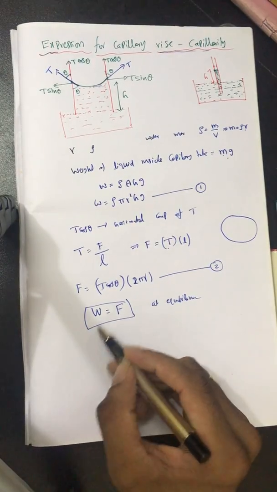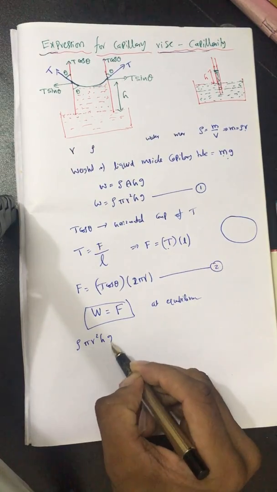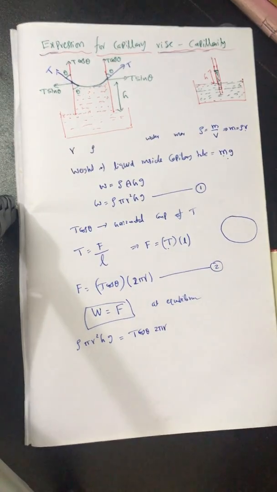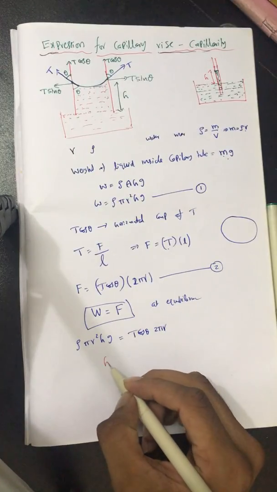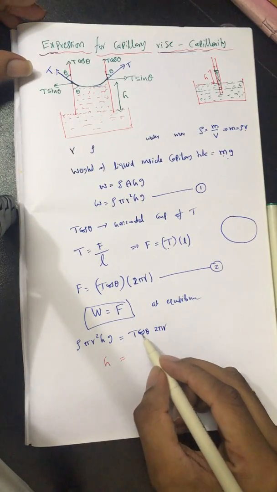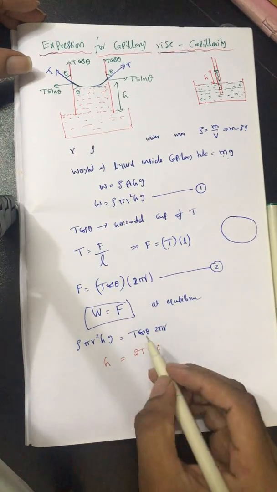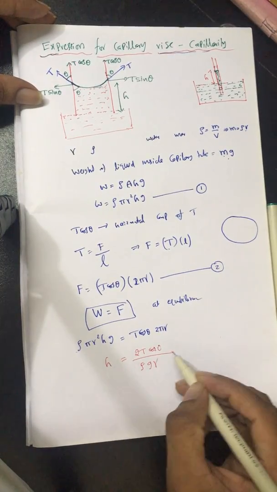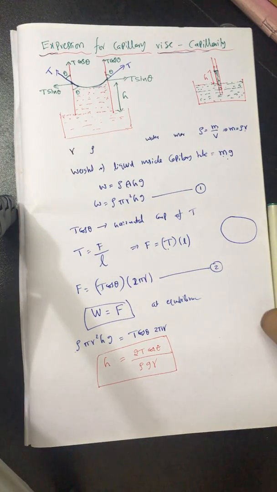So equations number 1 and 2 have to be equated. So rho pi r square h into g is equal to T cos theta into 2 pi r. I want to know the expression for height. So h is equal to 2 T cos theta, one r I lose, and pi also I lose, so I am left with rho g r. So this is an expression for the height of liquid inside the capillary tube relative to the surface.